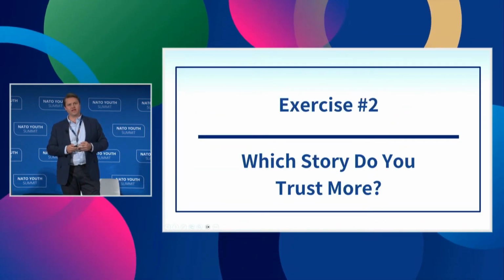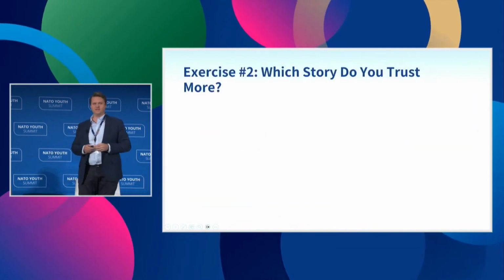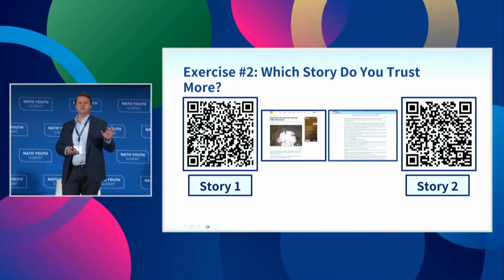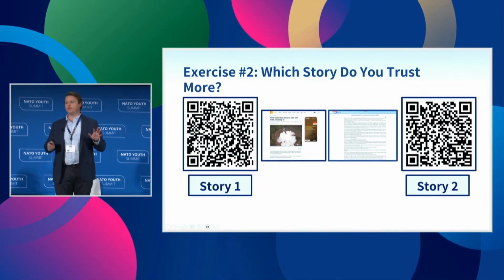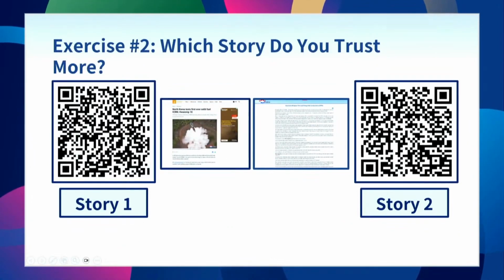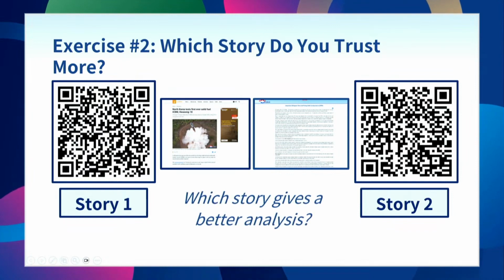So we're going to do another quick exercise. If you want, you can get out your phones again and do a QR scanning exercise. We've got 2 stories here. I'm not going to tell you where they're from, but they both cover North Korea's launch of a solid-state fuel ICBM earlier this year. Same event, very different stories. And I want you basically just to go through and come up with an idea of which story you think is more credible, gives a better analysis.